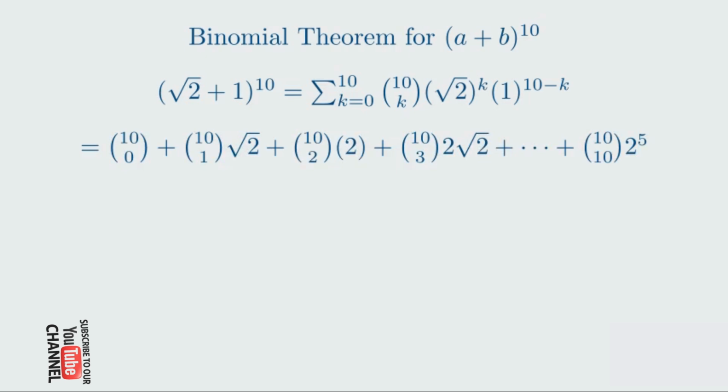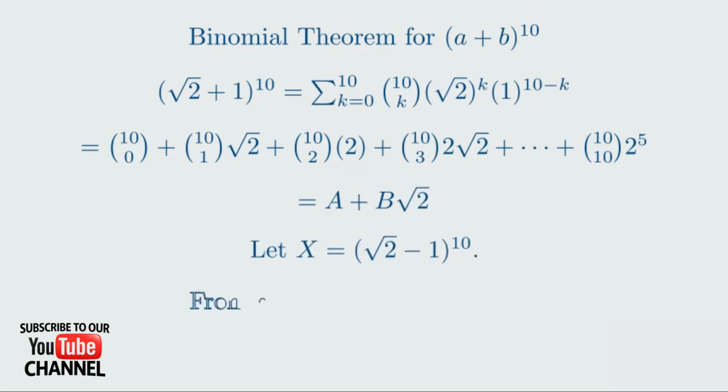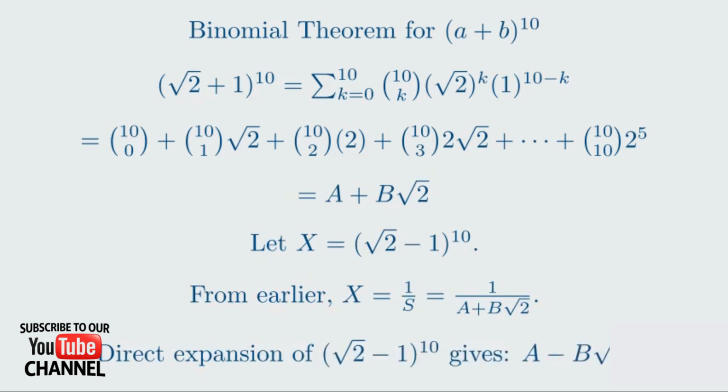The odd powers of √2 will result in terms containing a √2. The even powers will result in whole numbers. This gives us a result that looks like a plus b times √2. Let's call this entire result s. This means that our desired expression, x, which is (√2 − 1)^10, is the reciprocal of s. By applying the binomial theorem to (√2 − 1)^10 directly, a very similar expansion results, but the signs alternate. This leads to x being equal to a minus b times √2.